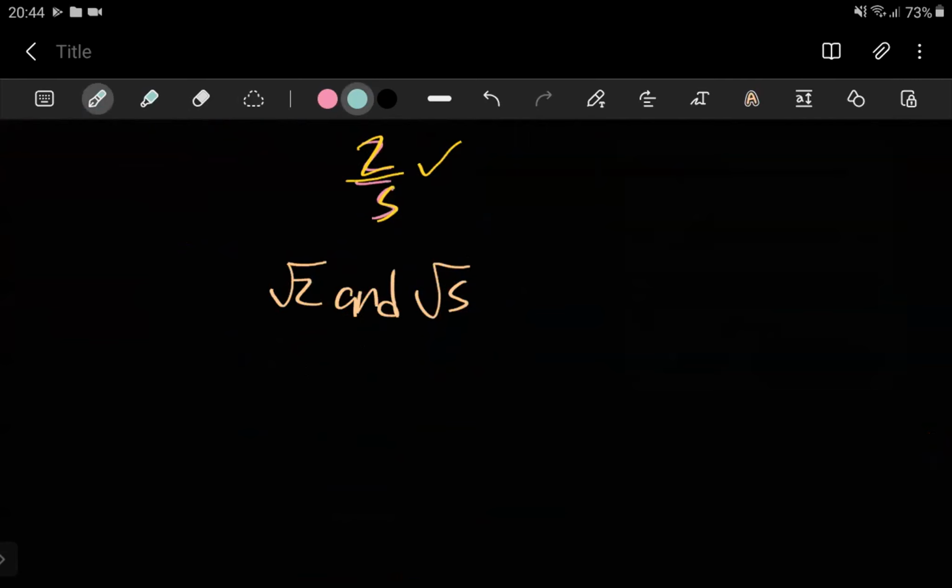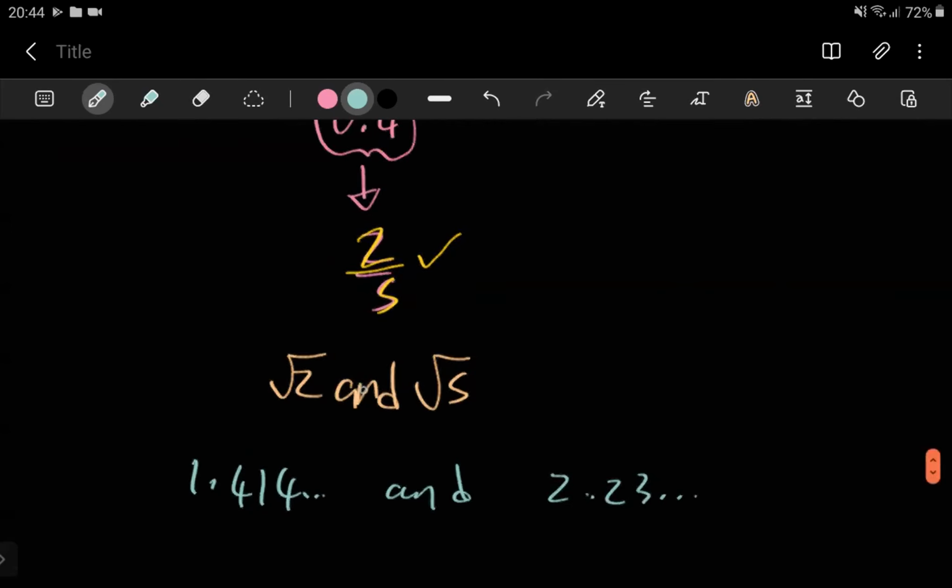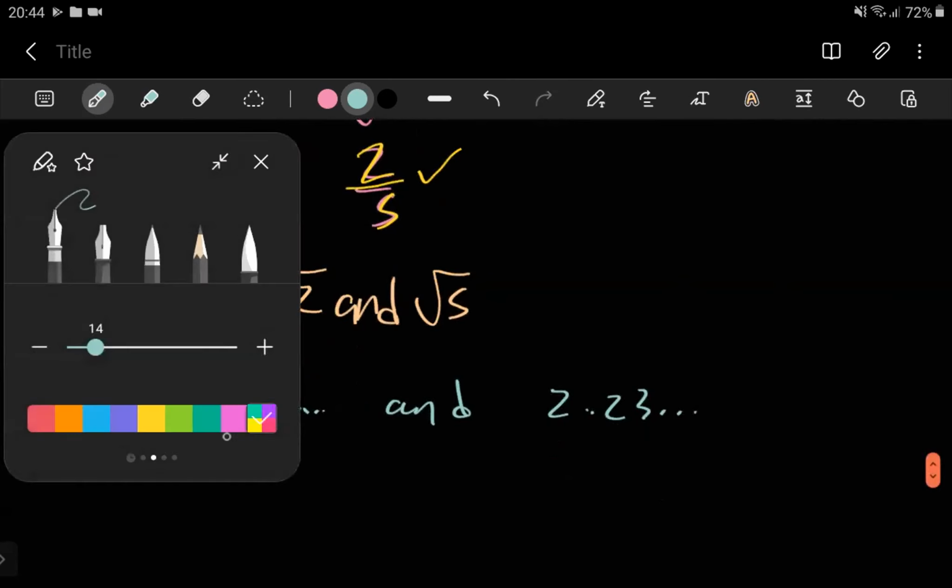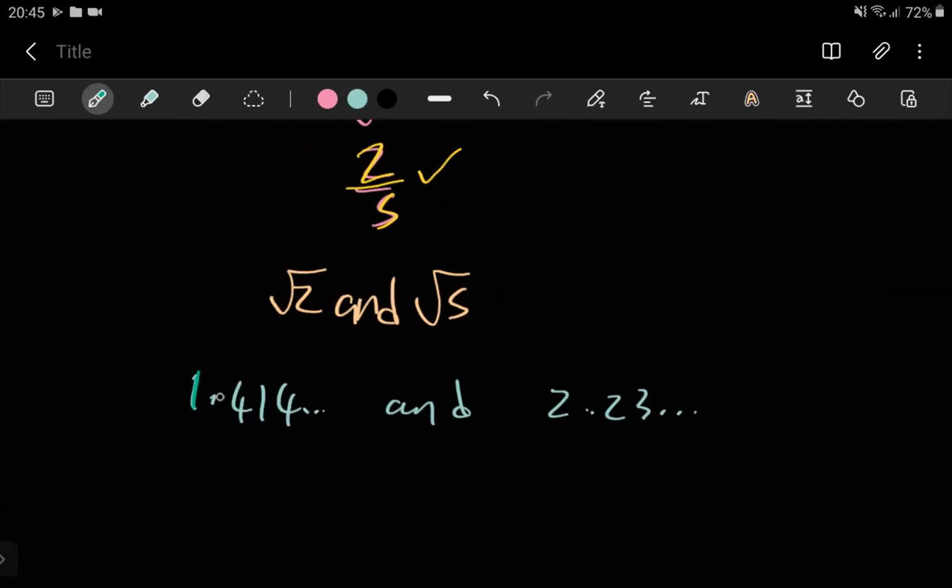Square root of 2 is like 1.414, and then the square root of 5 there, I think this one is not going to be too difficult. Square root of 5 there is like 2.23 something, you see. So if you're going to find a rational number between square root of 2 and square root of 5, you can just look at the decimals and ask yourself, can you think of a rational number between 1.4 something something and 2 point something something?